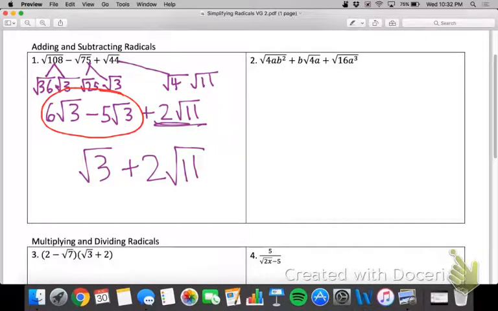So now we'll apply the same properties to an expression that has variables. We have to be careful because the combining like terms here is a little bit trickier because we have to make sure that all the variables and the radicals are the same. So square root 4ab squared, so square root of 4 and the square root of b squared, those are perfect squares. So I can bring those outside the radical, so 2b, and then square root of a inside the radical.